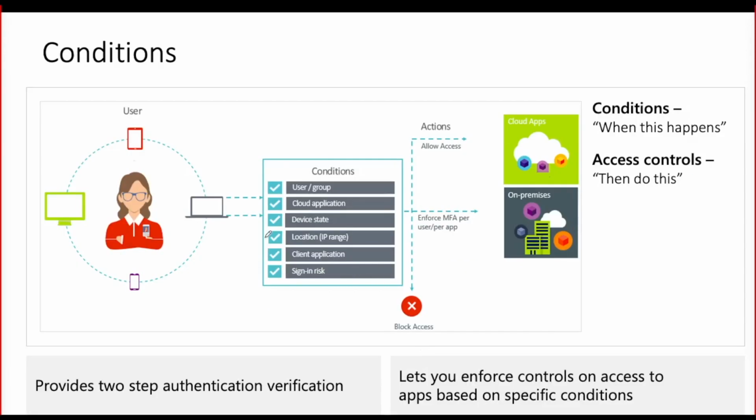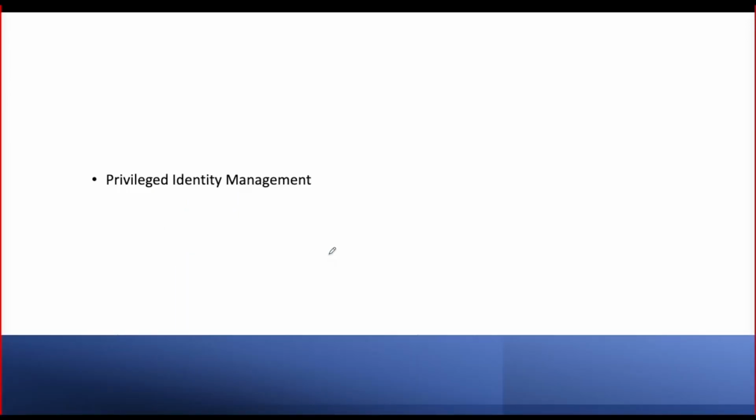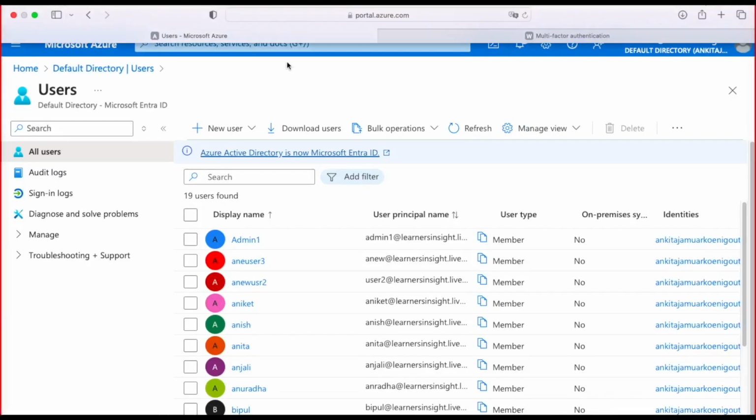Now, when you have conditional access based on these conditions, as we have just visited, you can perform certain actions. It gives you two-step authentication verification and lets you enforce controls on access to apps based on a specific condition. For example, a user is trying to access a particular application. What needs to be done? If he wants to access the application, he has to complete the MFA, then the sign-in will be completed.